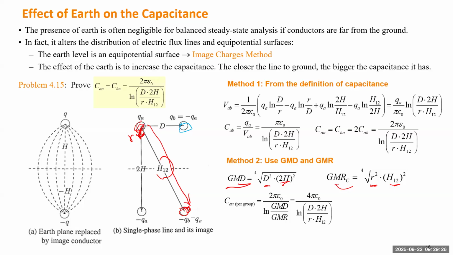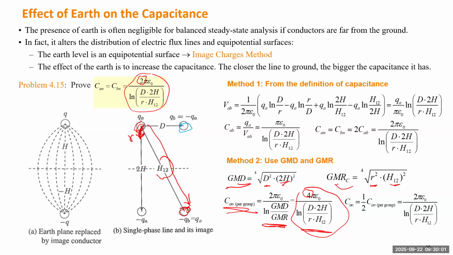Okay, so next one, the capacitance for each group, we directly apply this formula. We'll get this one. But if you compare this one to the final answer, the only difference is there's a factor 4 and this factor 2. So which means if we use that formula, we'll calculate the capacitance for each group, which is twice of the answer. Why? Because this is capacitance for each group, and we want to know the capacitance for each conductor. So we need to divide this one by 2.